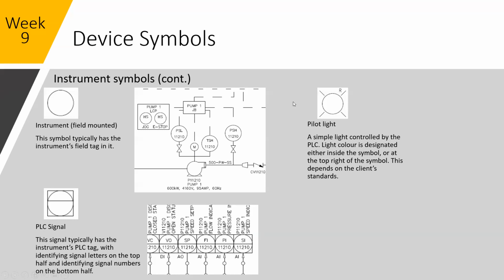And then this is an example of a pilot light, very similar to what you would find in an electrical drawing. You will typically find P&IDs inside electrical drawing sets or very close to them, so they do share some of the same symbols.